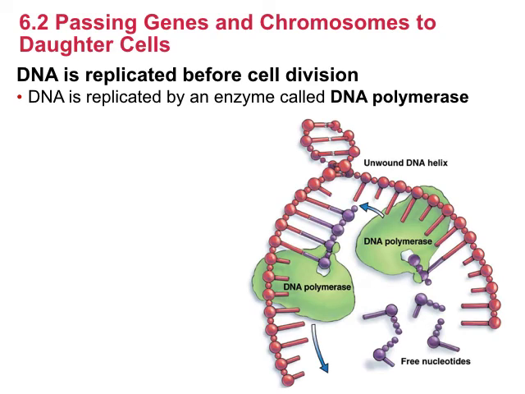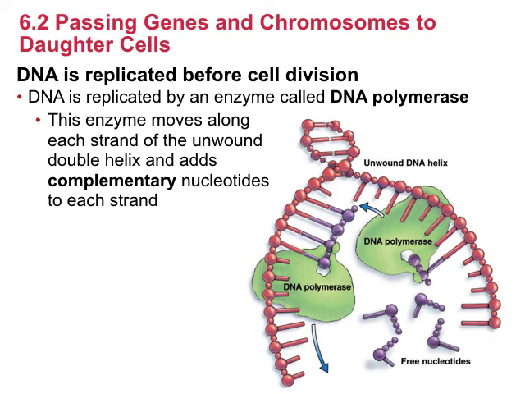So how does the cell actually make the new strands? The cell uses an enzyme called DNA polymerase to synthesize the new strand of DNA in each DNA molecule. So what this enzyme does is it moves along each strand of the unwound double helix, as you can see here, and adds complementary nucleotides to each strand. So what do I mean by complementary? And by this point, I know I'm going fast, but I'm going fast because by now we should all be comfortable with a lot of this terminology.